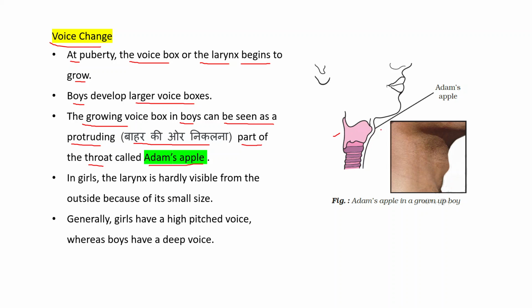Okay, and this protruding part, this one, this is Adam's apple. Okay, when you see a mirror, you can also see yourself. This is Adam's apple in boys especially. Okay, in girls the larynx is hardly visible from the outside because of its small size.